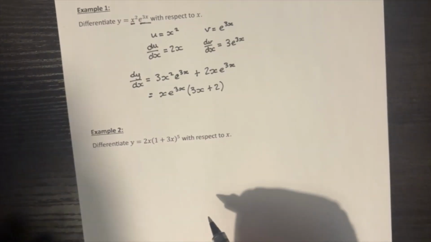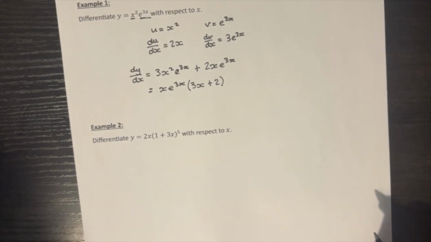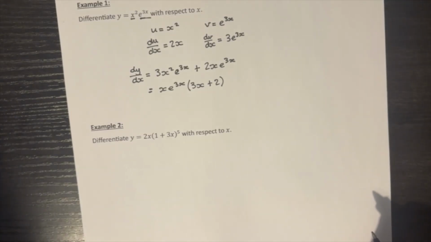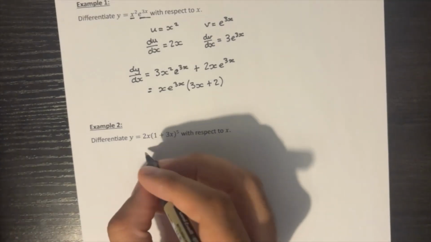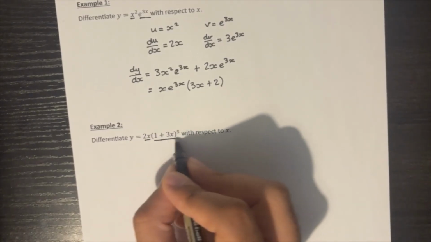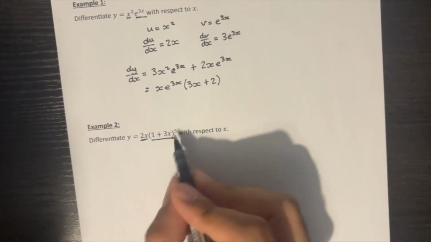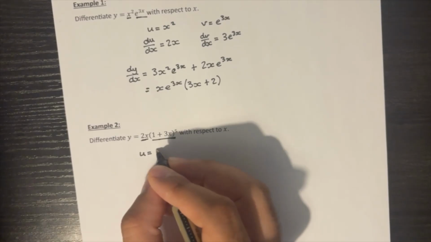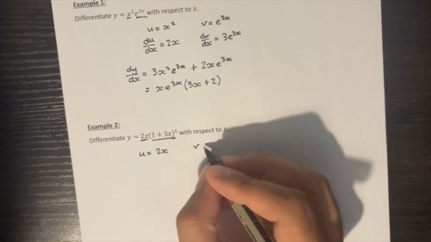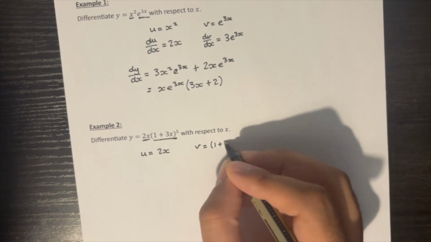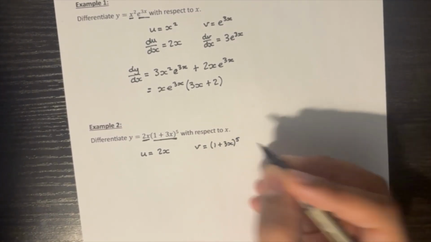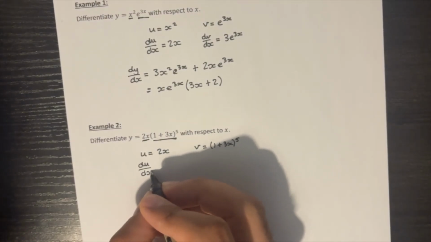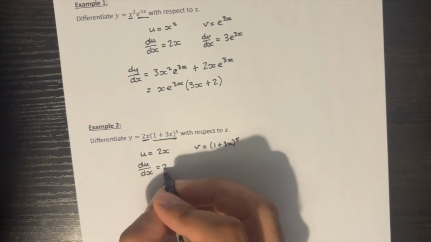The second question, we're being asked to differentiate y equals 2x, lots of 1 plus 3x to the power of 5. So we can say that it's a product because I've got 2x being multiplied by 1 plus 3x to the 5. I'm going to let u equal 2x and v equal 1 plus 3x to the power of 5. Now du by dx is just going to be equal to 2.